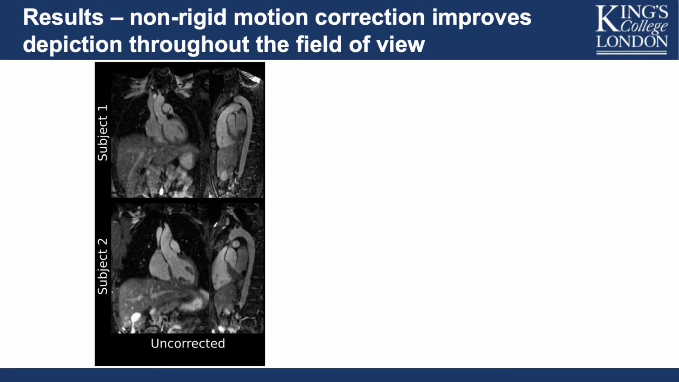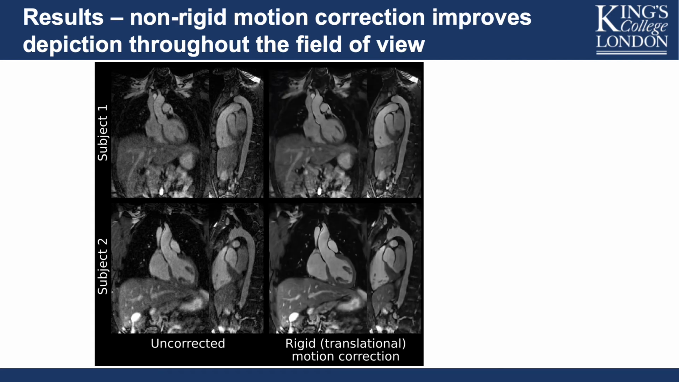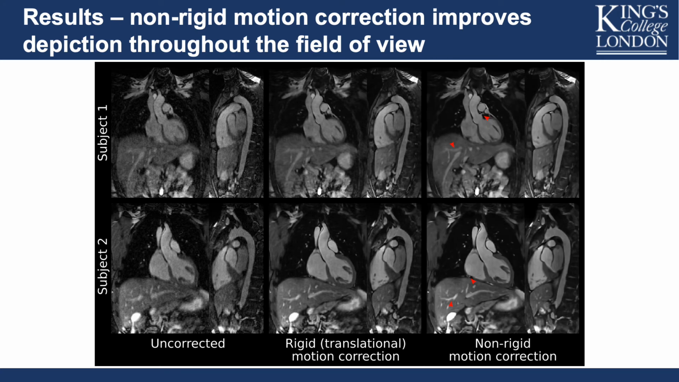Moving to the results, we can see here coronal and sagittal views of uncorrected images for 2 subjects, where blurring and aliasing due to respiratory motion are present. When correcting for rigid respiratory motion, such artifacts are reduced. However, as we know, the motion is really non-rigid, so there is residual blurring in these images. Finally, when applying the whole non-rigid motion compensation method, further improvements can be observed throughout the field of view, including in the coronary arteries and the liver vasculature as indicated by the red arrows.